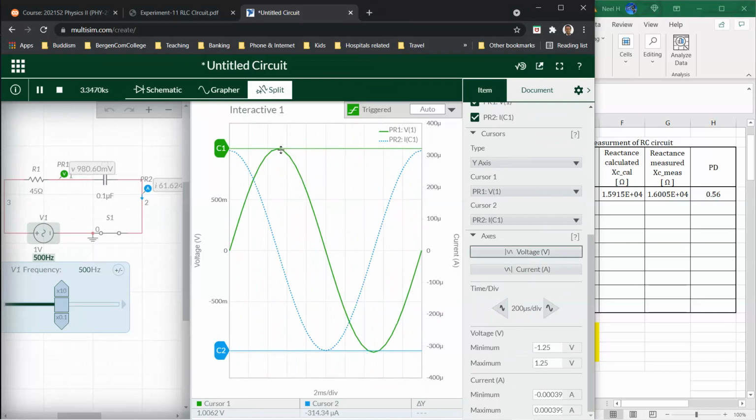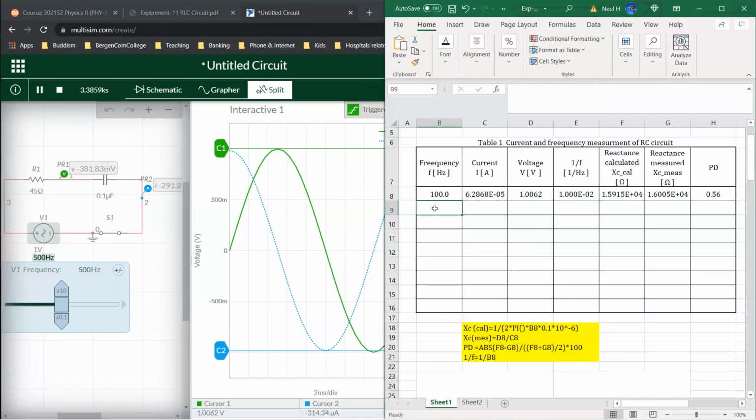Voltage doesn't change at all, right? It remains at the same point, the maximum, but the current value will auto adjust into the cursor. But its number actually changes. The current now becomes 314 microamps. So that increases by a large amount relative to the previous value. Okay. So then you record everything.